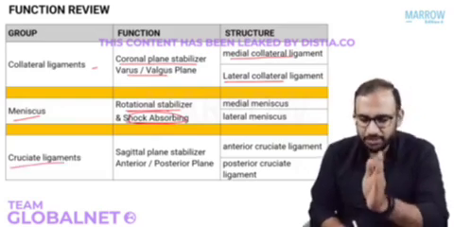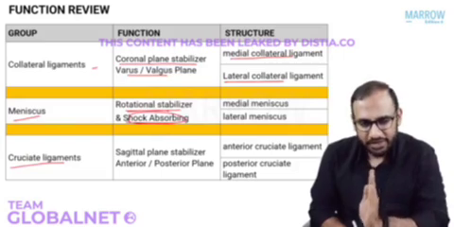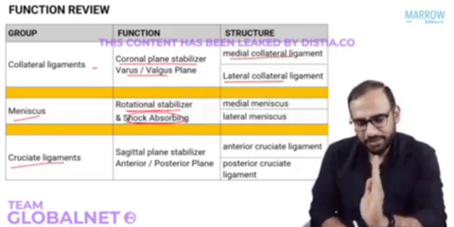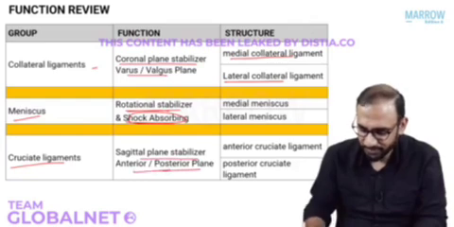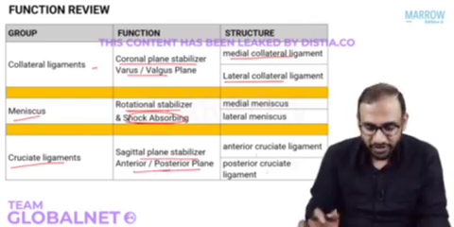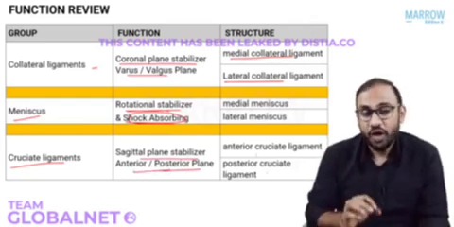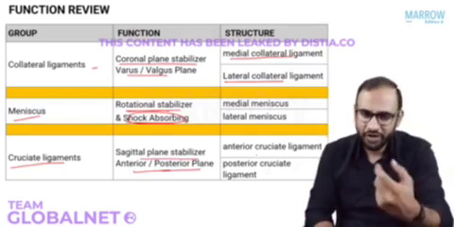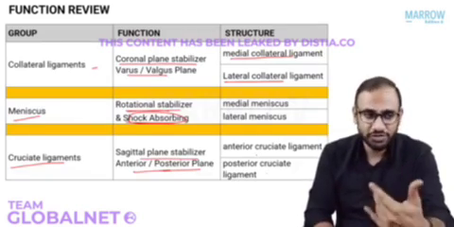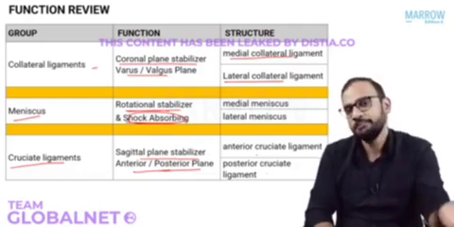Cruciate, sagittal plane stabilizers. ACL prevents anterior translation and hyperextension. PCL prevents posterior translation and hyperflexion. Okay? Is this clear? So this is the review of their function. Now, how can they get injured? Simple, very simple. Whatever they resist, if the force is beyond their physiological capacity, they'll get injured.